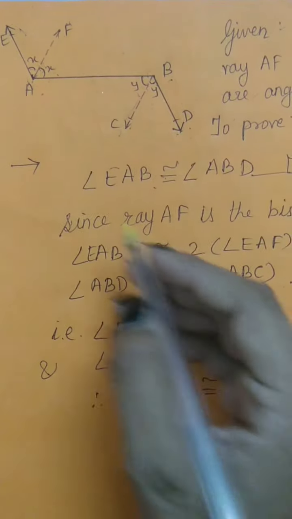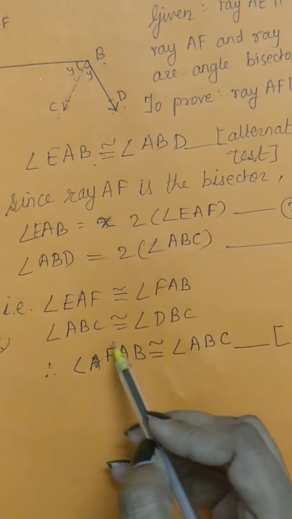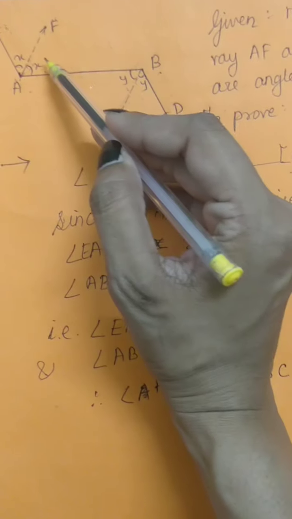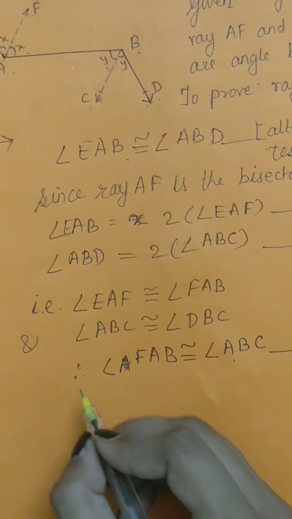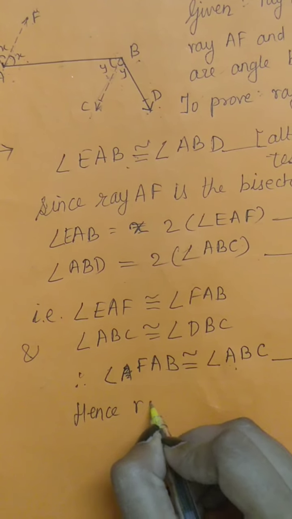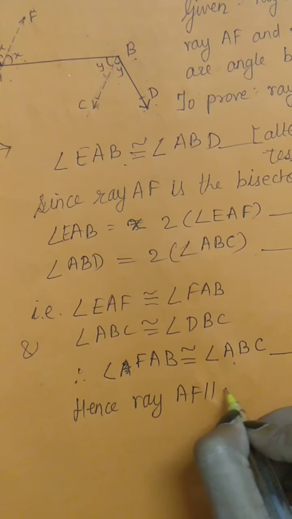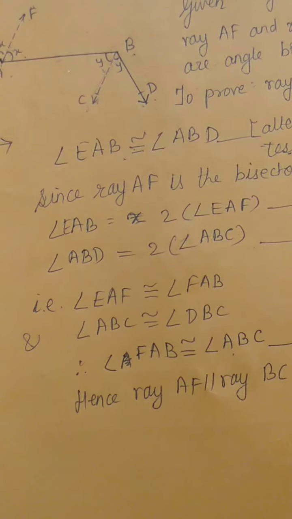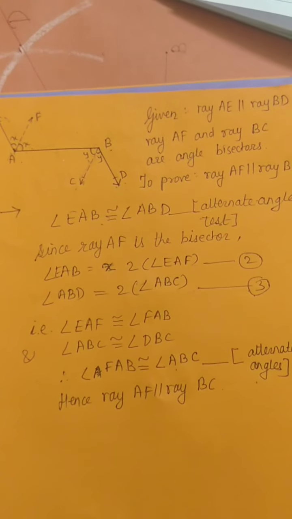Okay, and according to our alternate angle test, if the alternate angles are congruent, then we can say that these two lines are parallel. Hence, this ray AF is parallel to ray BC. Proved. Okay, I hope you have understood this.